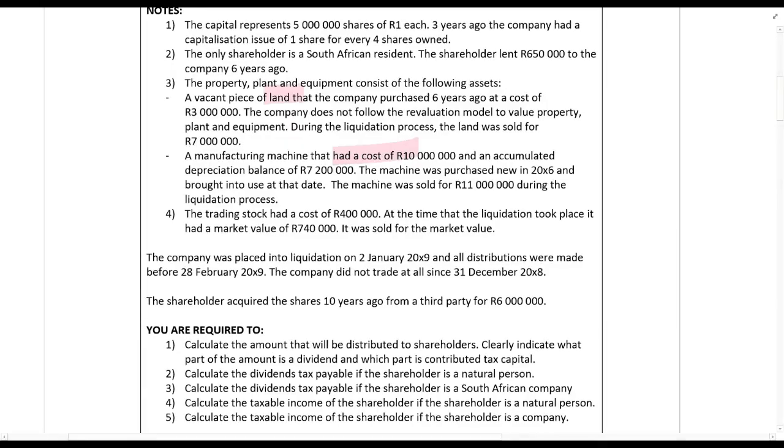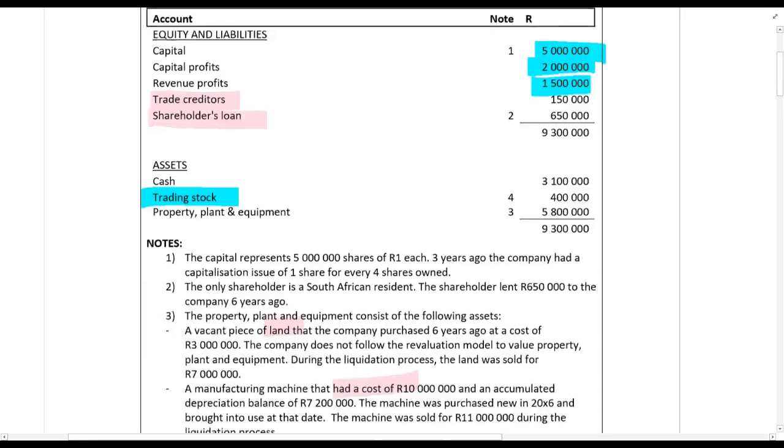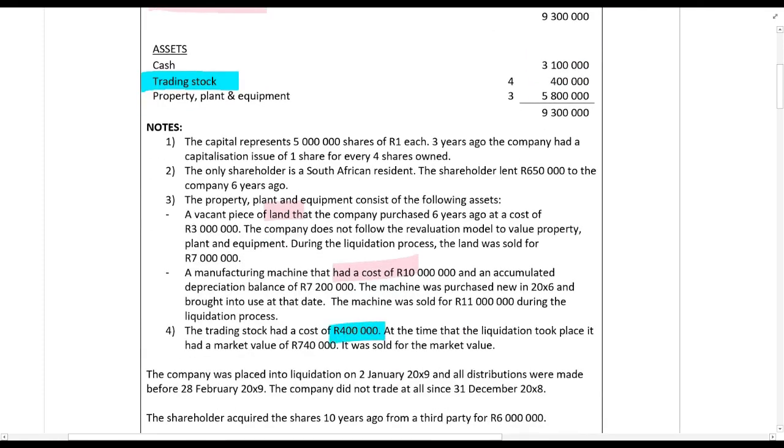Okay, then, now we are going to look at the trading stock. So, they say the trading stock had a cost of 400,000 rands, and at the time that the liquidation took place, it had a market value of 740,000 rands, and the stock was sold for its market value.